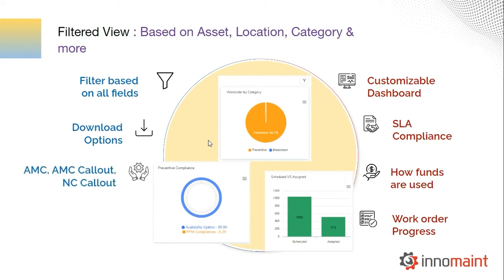Next one is AMC call out and NC call out. So you can see the agreements, the annual maintenance contracts and non-contracts. You can see all this data in the dashboard page as well.